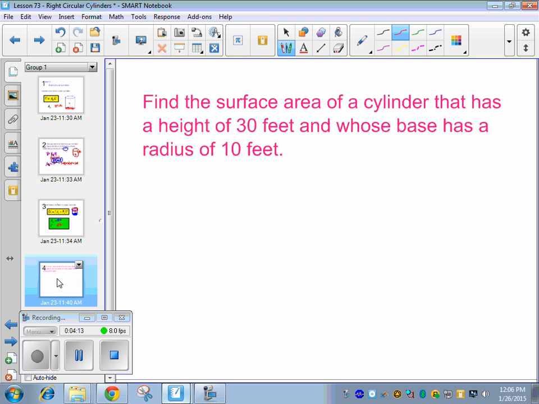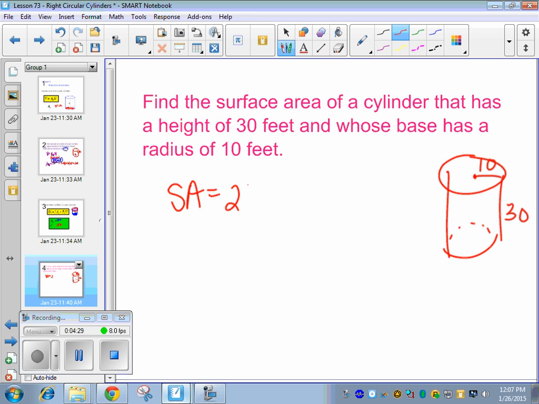So now let's try a real problem. Find the surface area of a cylinder that has a height of 30 feet and whose base has a radius of 10. That's a really good drawing. 10, 30. Yikes. All right. So start with the formula. Twice the area of the base plus the perimeter of the base times the height. All right, so area of the base, I'm going to do first. Be sure you write down the formula. We're doing the area of a circle, so pi r squared.